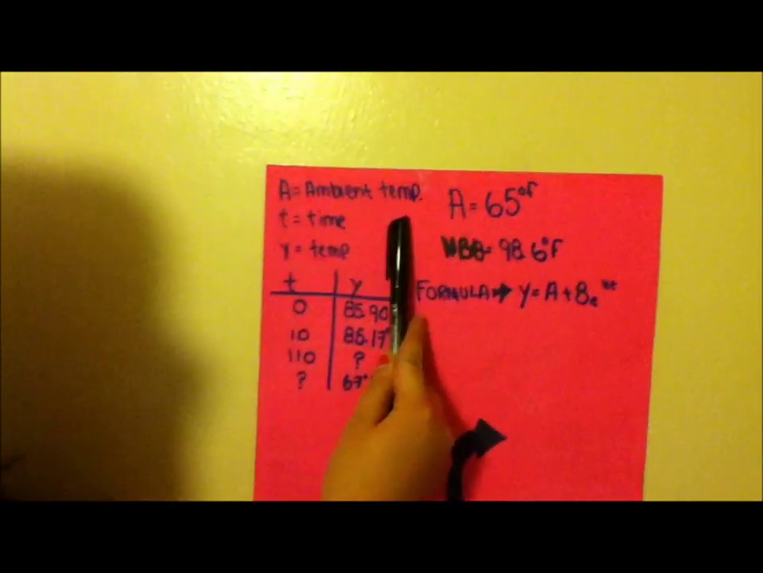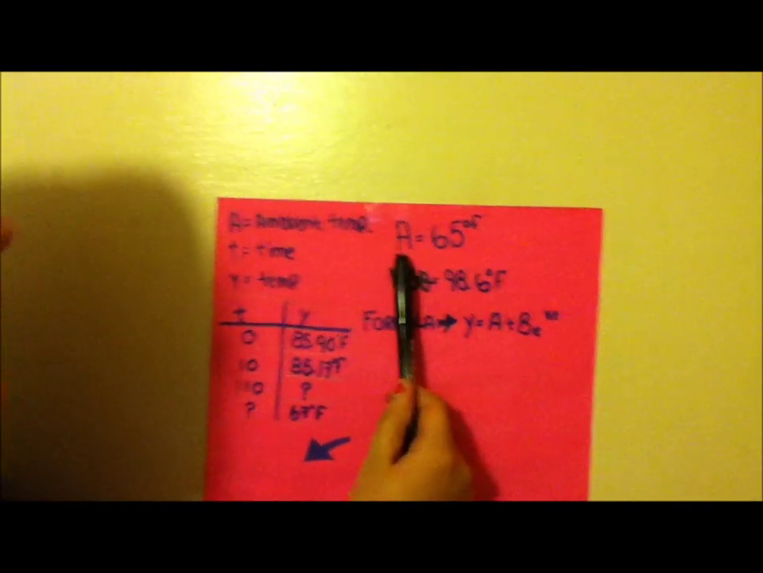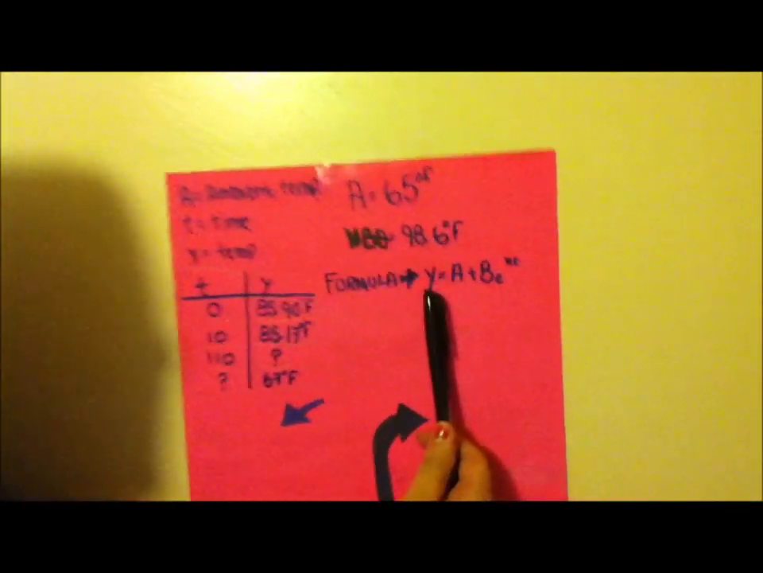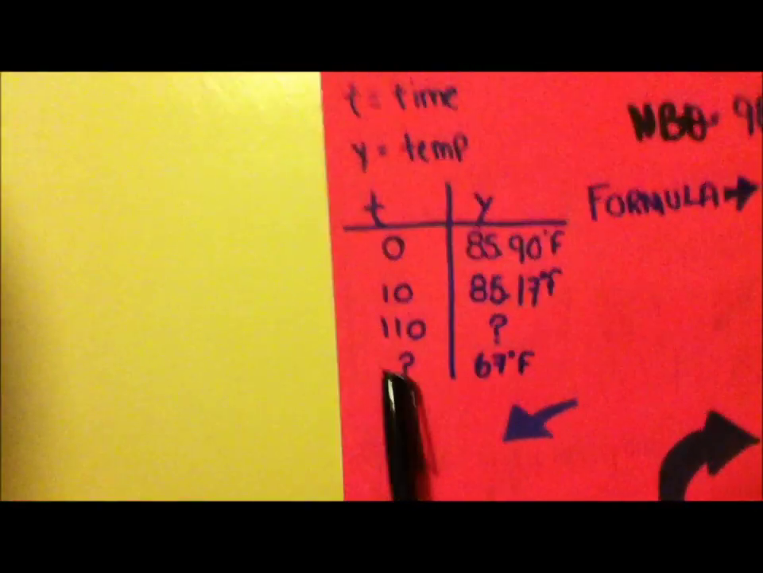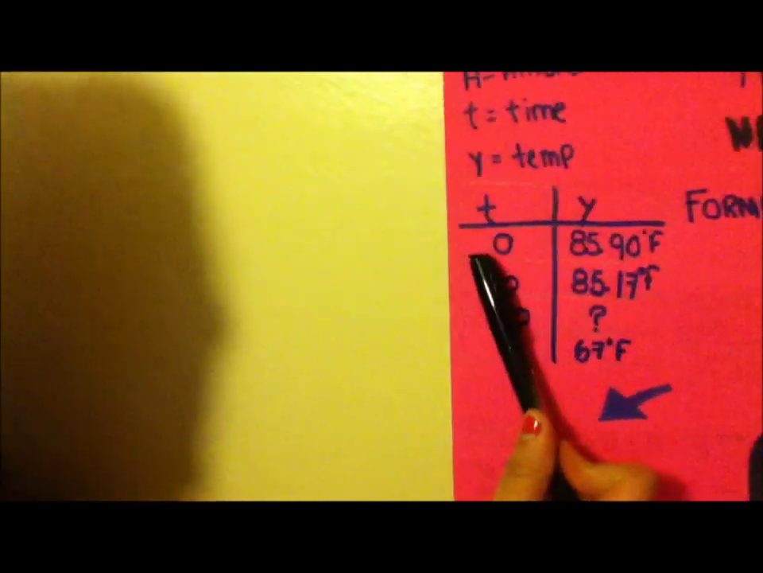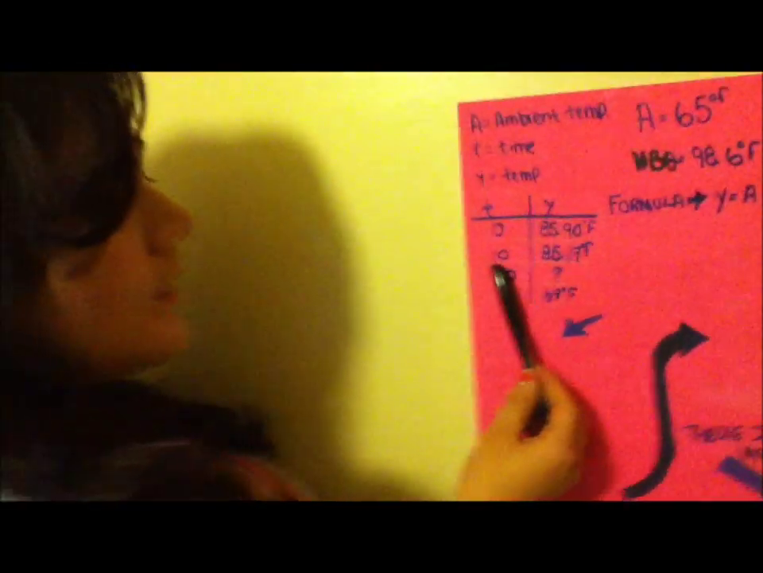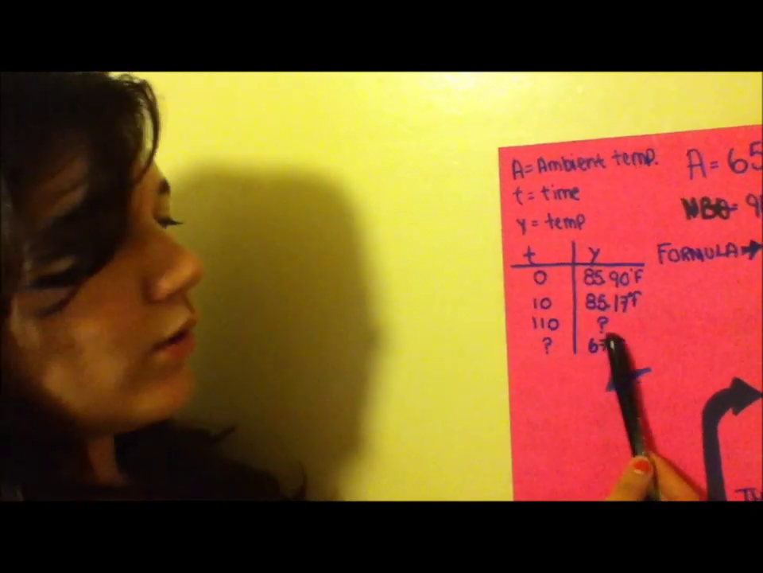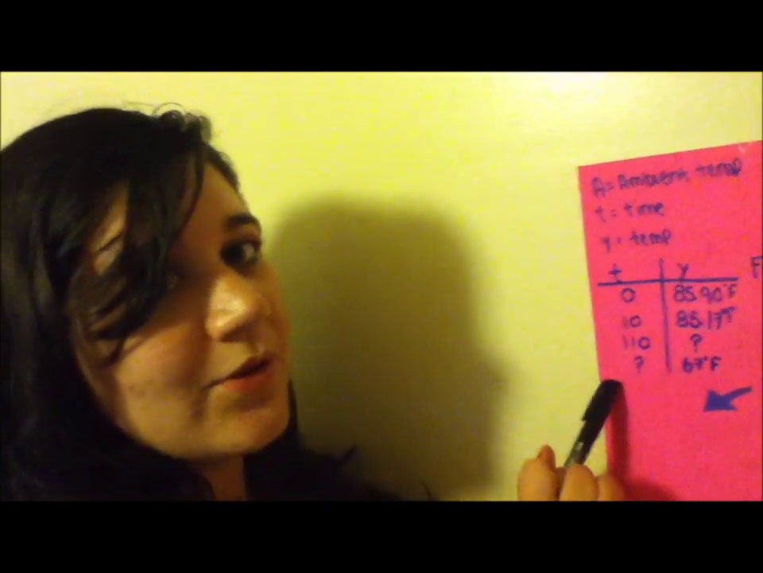Here, A represents ambient temperature, T represents time, Y represents temperature. Here A equals 65 degrees Fahrenheit, our natural body temperature would be 98.6 degrees Fahrenheit. And our formula is Y equals A plus B e to the kT. What we're given is that at the time that the body was found, the temperature was 85.90 degrees Fahrenheit. At 10 minutes, the temperature was 85.17 degrees Fahrenheit. At 110, we don't know, so that's what we have to find out. So at 67 degrees Fahrenheit, we must know the time.